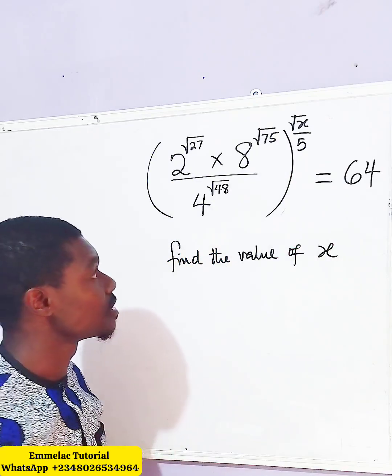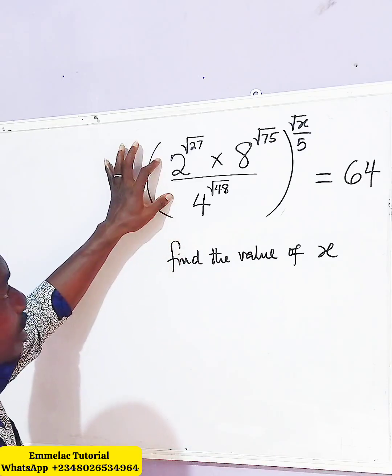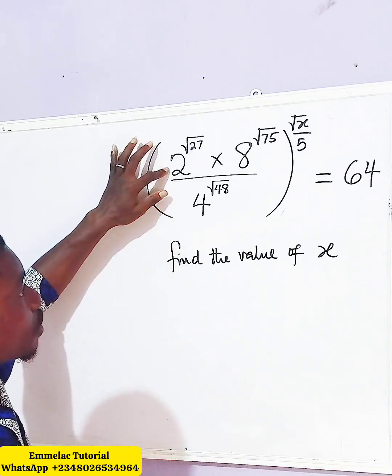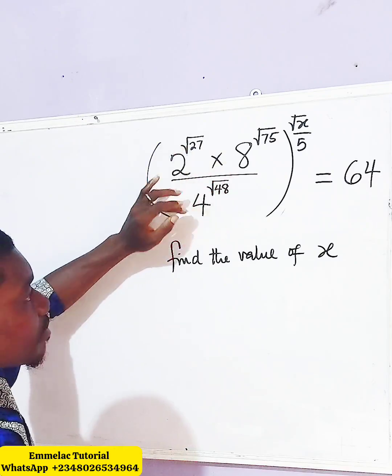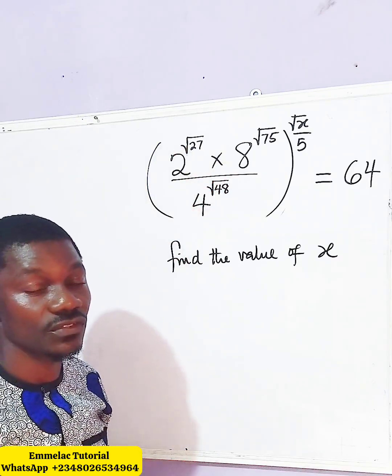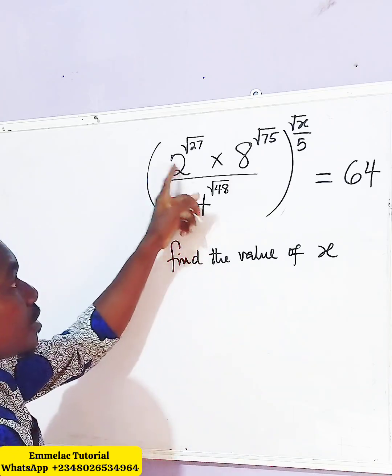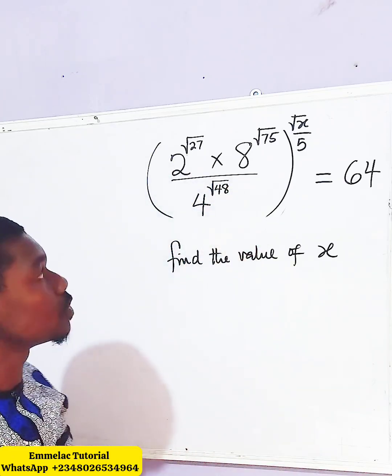X. Alright, now in the parentheses, you get to see that you have the base of 2 here, the base of 8, and the base of what? 4. First and foremost, let us reduce these bases to the base of 2, okay?